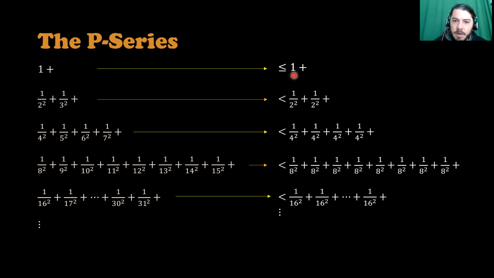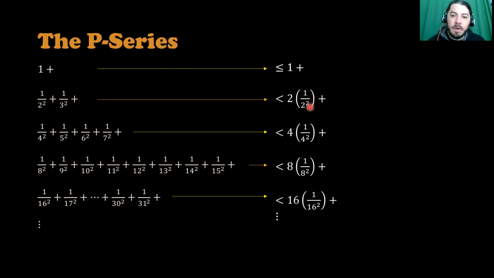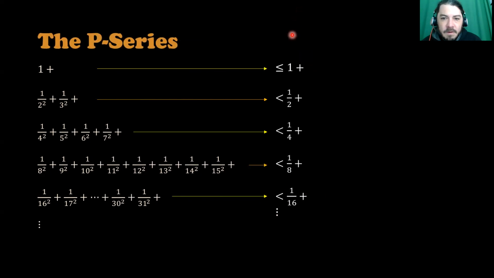Okay, so we could do the same thing here. We've got 1 plus 2 1 over 2 squareds, plus 4 1 over 4 squareds, plus 8 1 over 8 squareds, and so on and so on. So if we clean this up a little bit, 1 plus 2 times 1 over 2 squared, plus 4 times 1 over 4 squared, plus 8 times 1 over 8 squared, plus 16 times 1 over 16 squared, and canceling stuff gets us 1 plus a half, plus a fourth, plus an eighth, plus a 16th. So our original p equals 2 series is smaller than this series, right? Everything we're adding up on the left is smaller than everything we're adding up on the right.